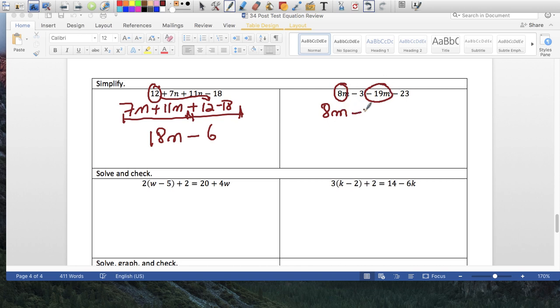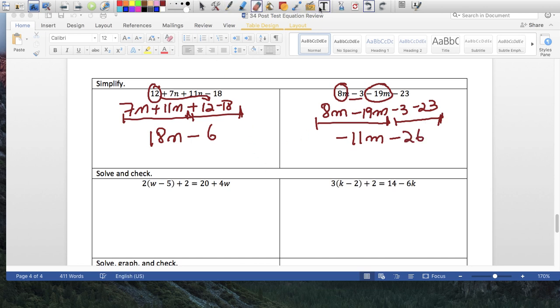So it's 8m minus 19m. Move the negative 3 to the back and the minus 23 right next to it. You combine these two: 8m minus 19m is negative 11m. Negative 3 minus 23, if you put that in the calculator, is going to give you negative 26.